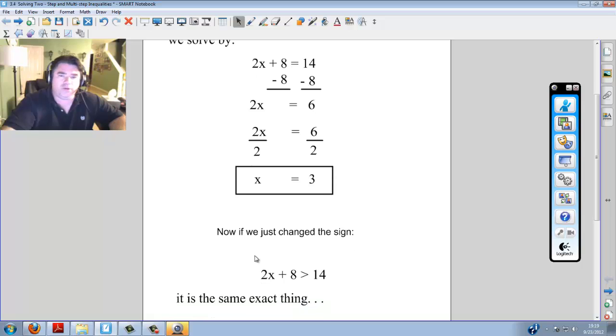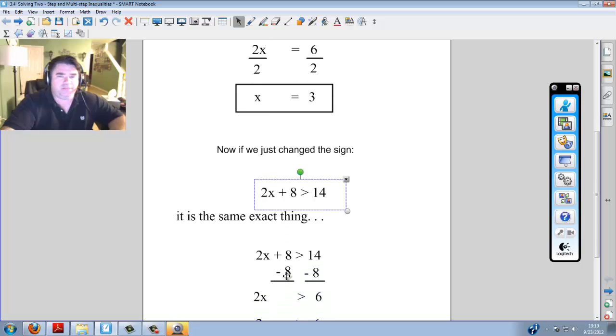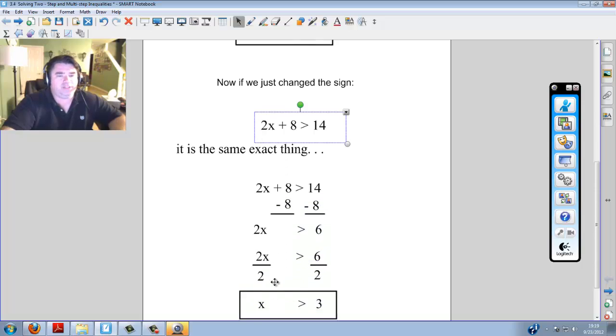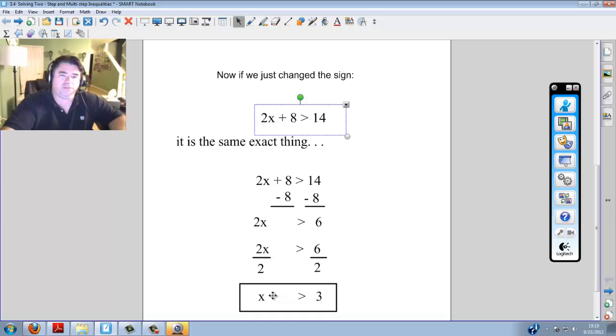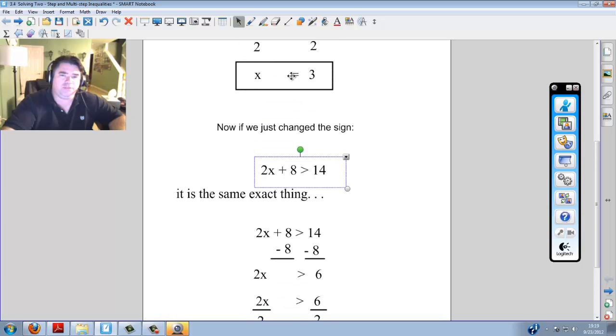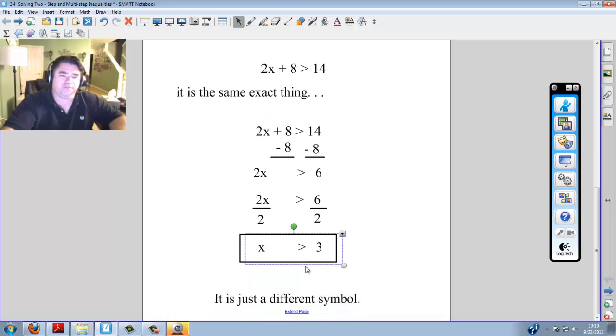Now, all we're going to do here is just change the sign. So I'll keep this same exact formula, but change it from equals to a greater than. Same thing though. Instead of plus 8, minus 8, minus 8 to both sides. Instead of times 2, divide by 2. Notice how the only difference, instead of equals, is now a greater than. So it's just a different symbol. That's the only thing.